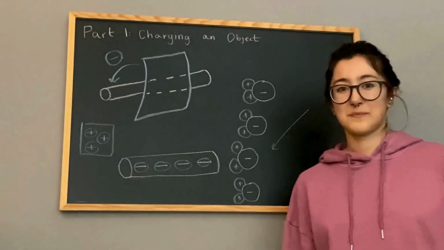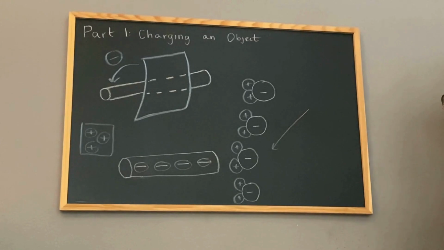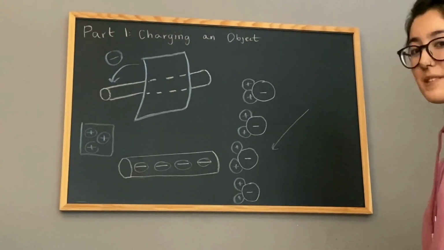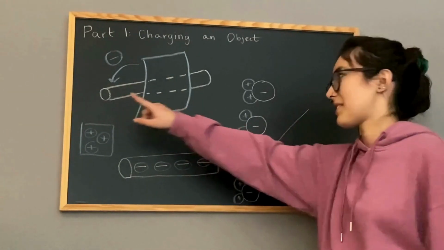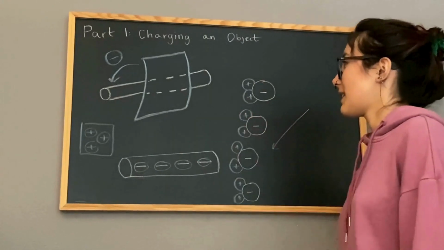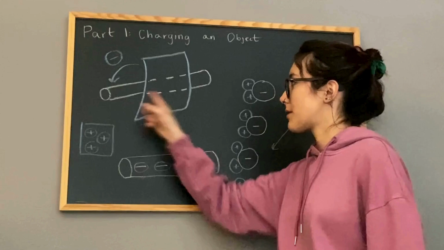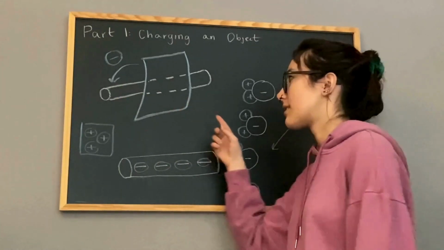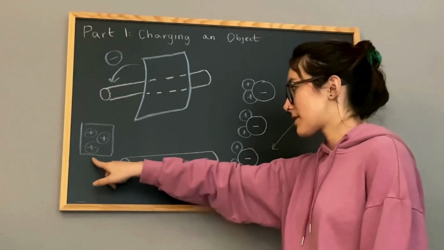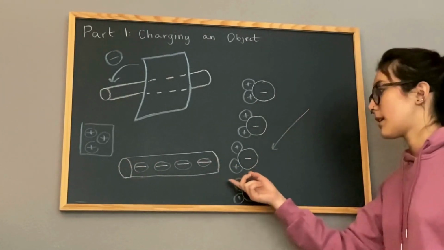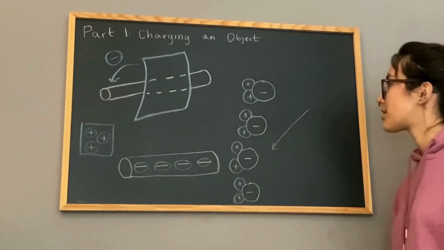Hi Aviva. So for my first demonstration, I'm going to use a PVC pipe, which I drew right here, and a fur cloth. And when I rub those together, electrons transfer from the fur cloth to the PVC pipe, leaving the fur cloth a net positive charge and the pipe a net negative charge.